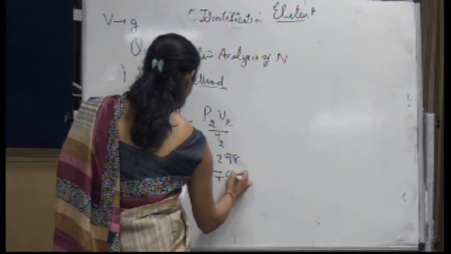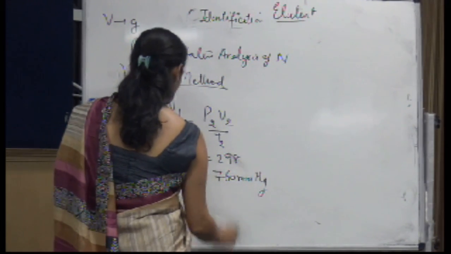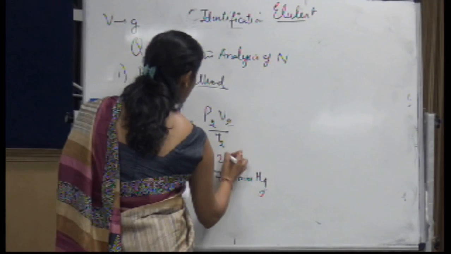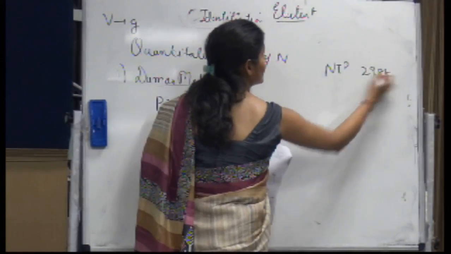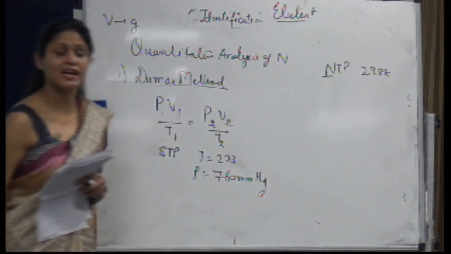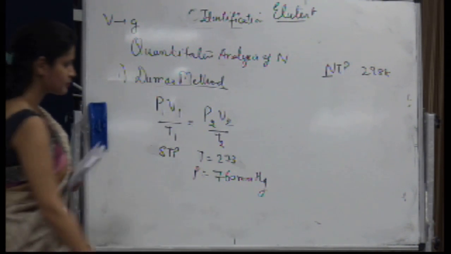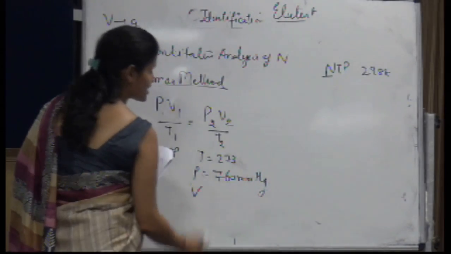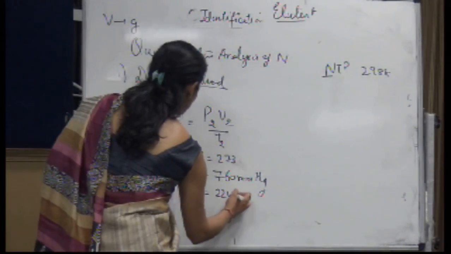760 mm of Hg, right? And this is actually 273. It is at NTP that you have 298 Kelvin. It is normal temperature and pressure. NTP and STP are different. Standard temperature and pressure are different. Okay. What is the volume at STP? 22400 centimeter cube.